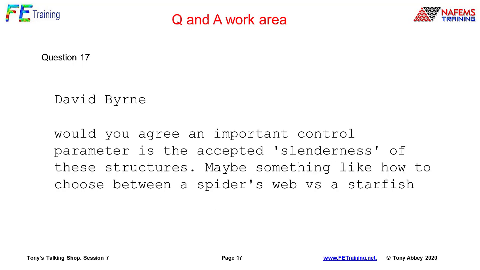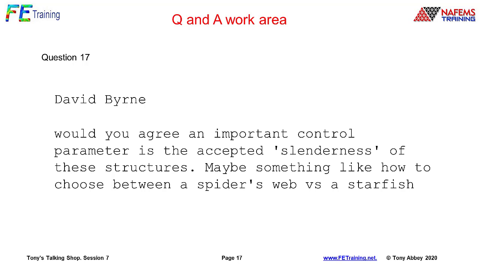David asks the question, would you agree an important control parameter is the accepted slenderness of these structures? Maybe something like how do we choose between a spider's web versus a starfish? Yeah, so we have a minimum member dimension. That is one of the control parameters that we can put in. So I describe it as, you can end up with a filigree type structure, or you can end up with a more chunky type of structure. And then again, that's where the design intent, the engineering judgment call comes in.